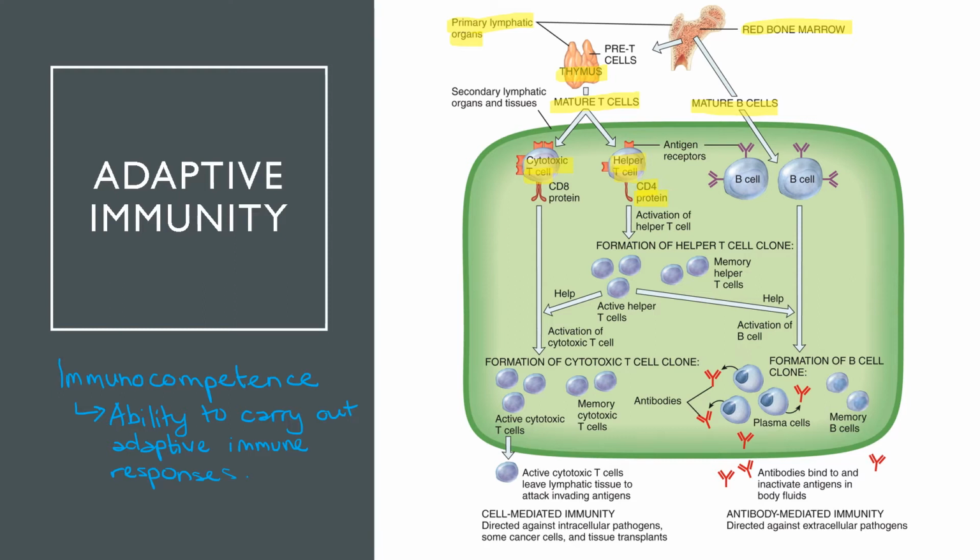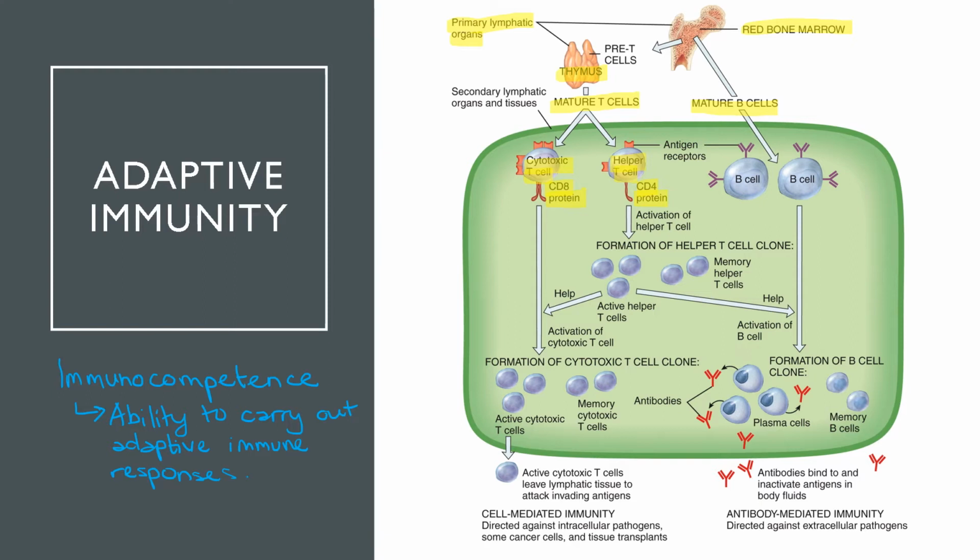Cytotoxic T cells are also referred to as CD8 cells, and this is because their plasma membrane has these proteins called CD8 proteins. This is also in addition to their antigen receptors. These two types of T cells have very different functions. We'll discuss these a little bit more later.